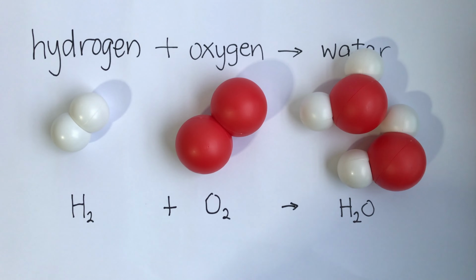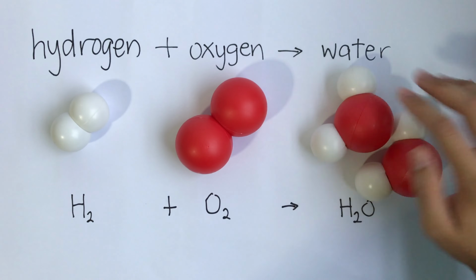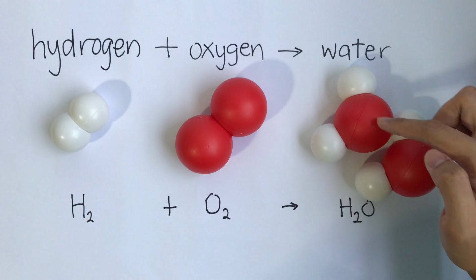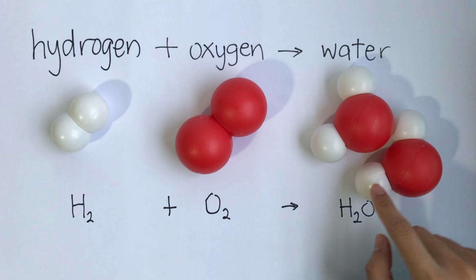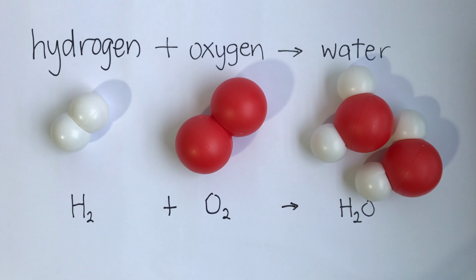Now we say that oxygen is balanced because there are 2 on the right, 1, 2, and we have 2 oxygen on the left. But now we have another problem. There are 4 hydrogen on the right, but we only have 2 on the left. So now we can balance hydrogen by adding 1 more molecule of hydrogen like that.